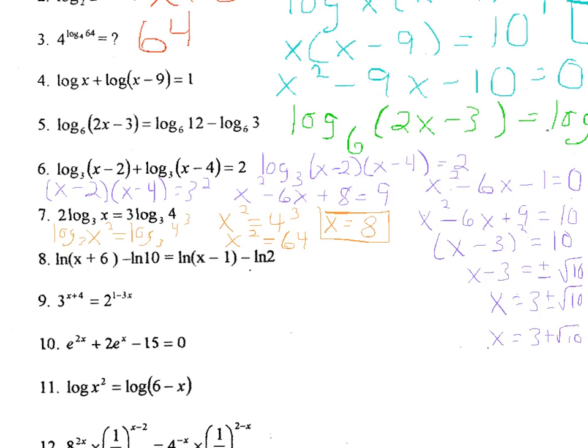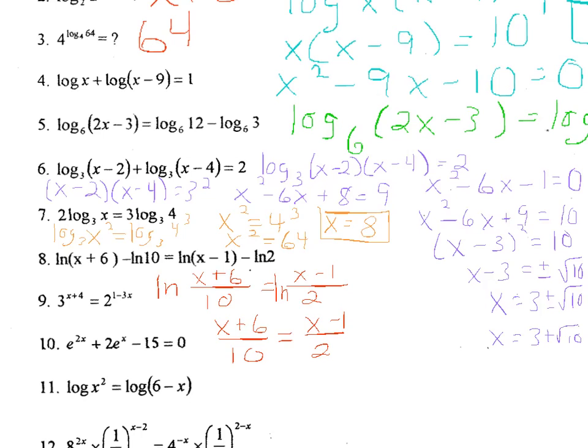In number 8, we need to first condense the logarithms. So we have the natural log of x plus 6 divided by 10 equals the natural log of x minus 1 divided by 2. And now that we have one natural log on both sides, we can cancel them. So we're left with x plus 6 over 10 equals x minus 1 over 2. And now we can just cross multiply and solve.